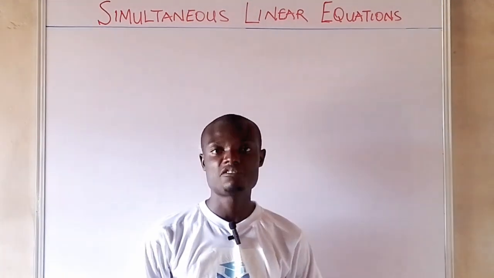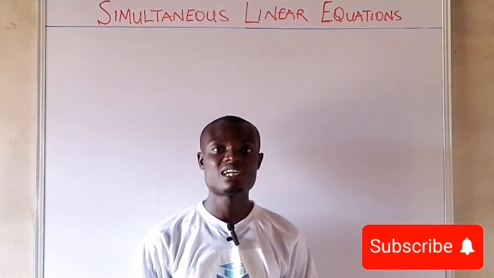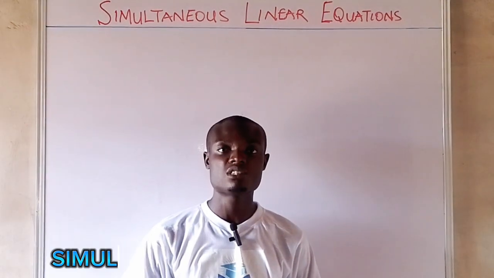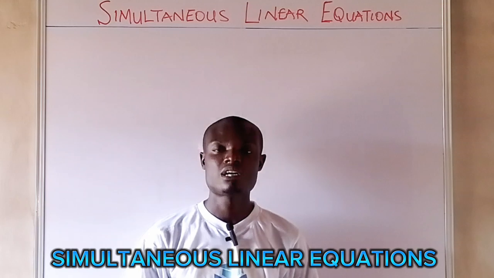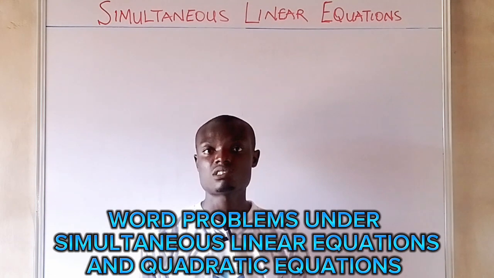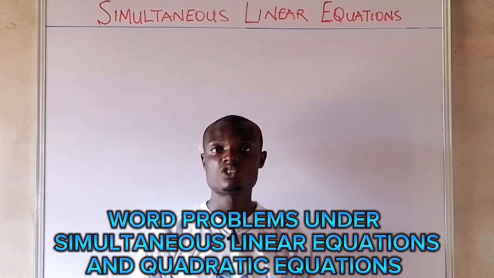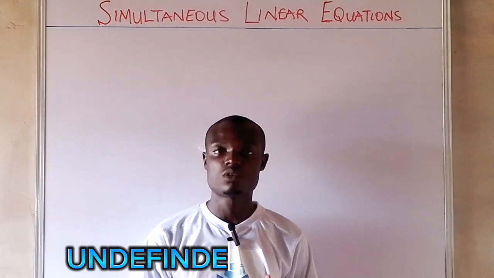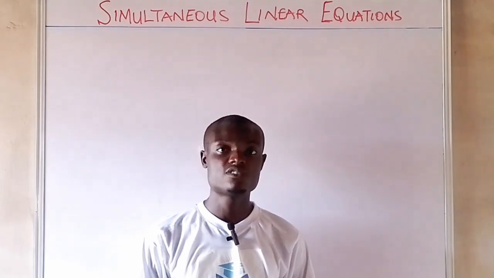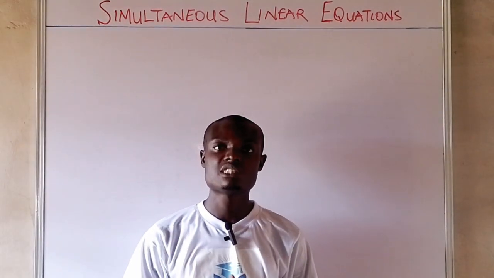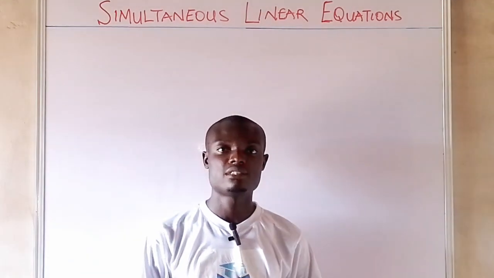This is the last part of our video lessons on numbers and equations. In this particular video lesson, we are going to look at the simultaneous linear equation, and then we proceed to look at word problems under the simultaneous linear equation as well as the quadratic equation. And finally, we look at the undefined equation. So to get the best out of this video lesson, do well to get your writing materials and also watch this video lesson till the end.